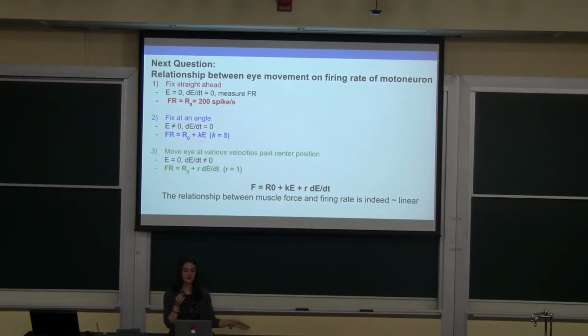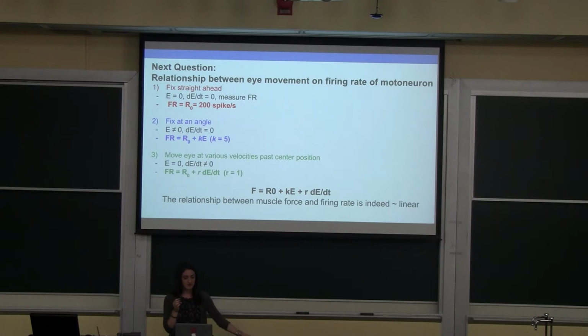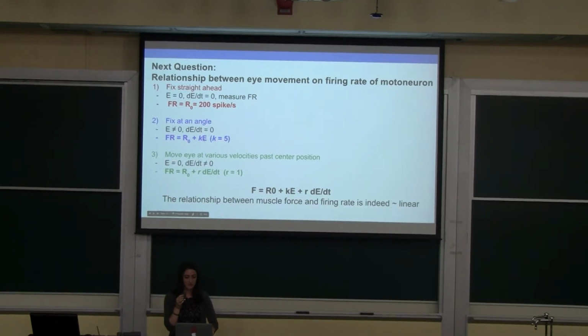Position is a non-zero element. So your eye is fixing at a certain point that's not straight ahead. And they found that this is linearly related to the amplitude of the eye movement, with this k constant equal to 5, experimentally derived.